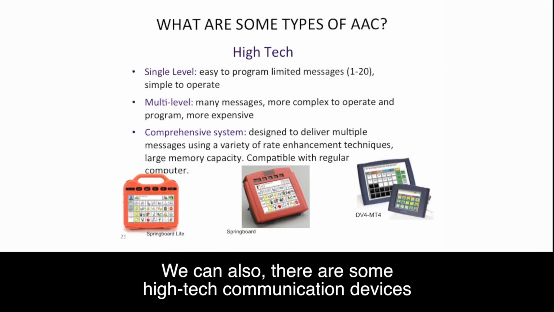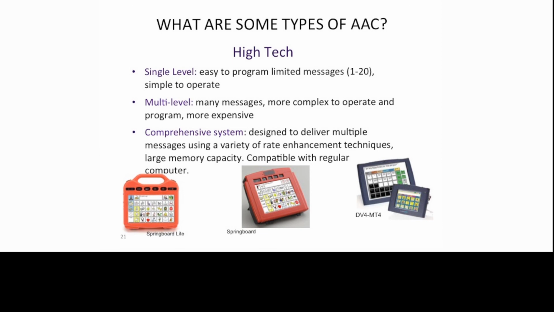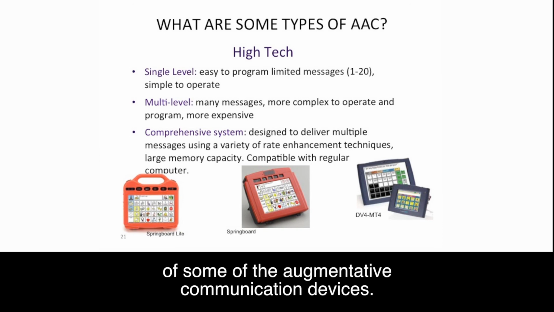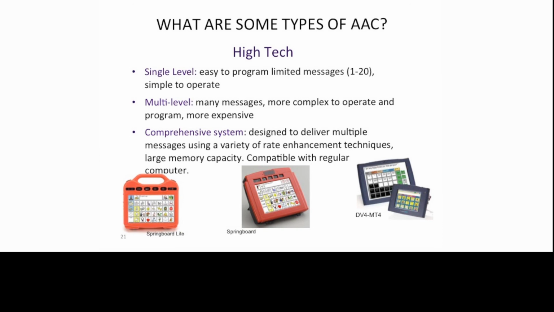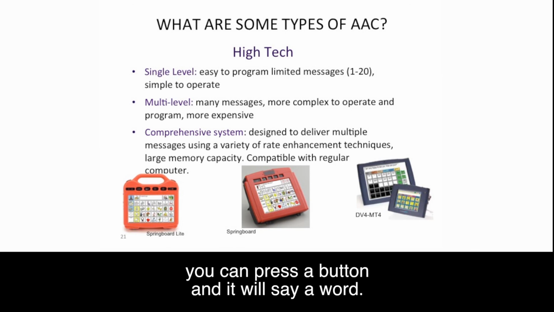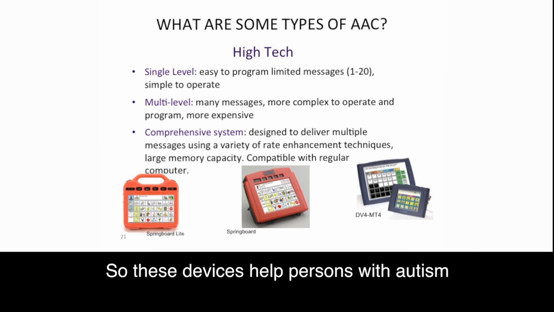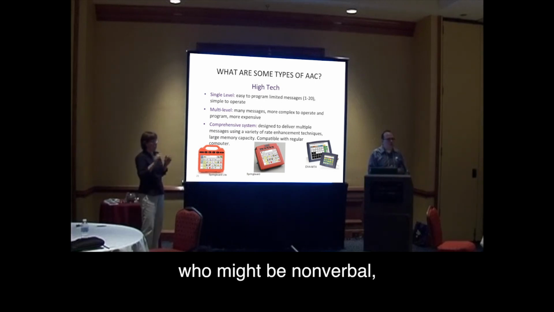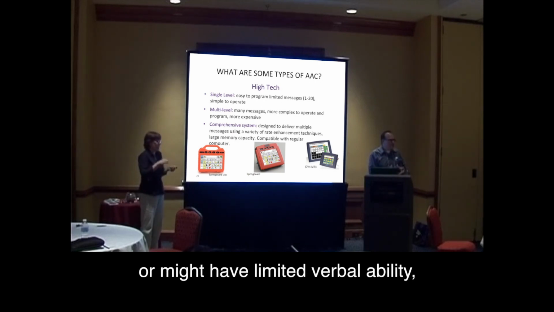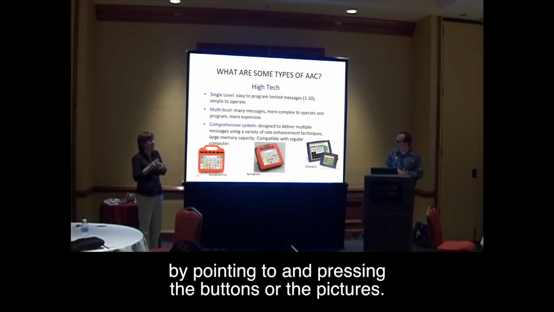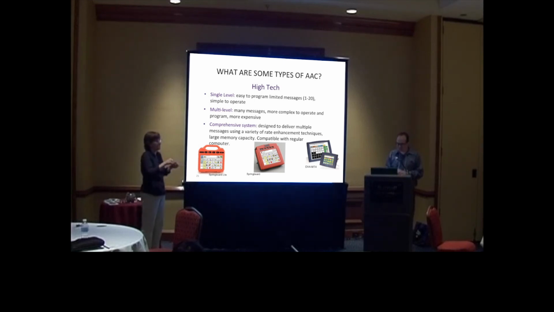There are also some high-tech communication devices for persons on the spectrum. These are some samples of augmented communication devices. These would have pictures where sometimes you can press a button and it will say a word. So these devices help persons with autism who might be nonverbal or might have limited verbal ability actually speak audibly to others around them by pointing to and pressing the buttons or the pictures.